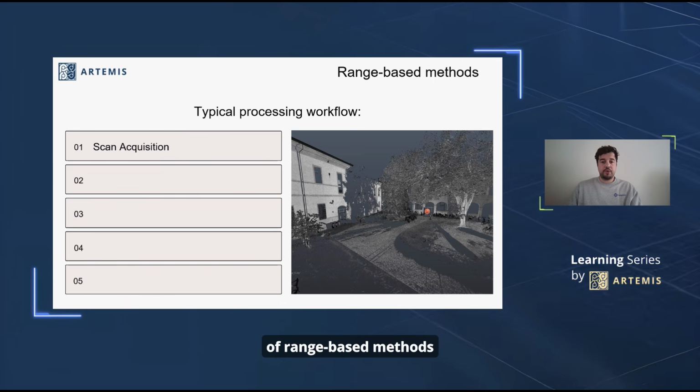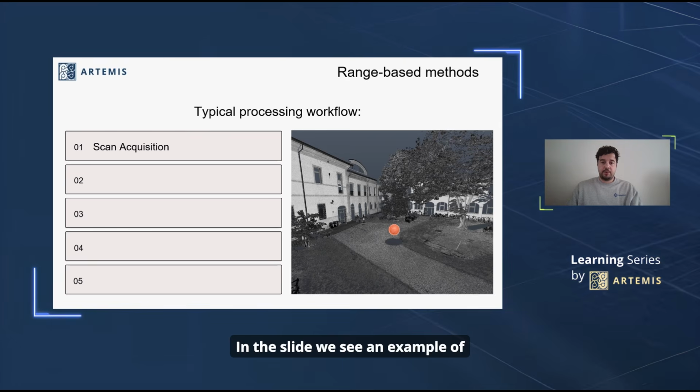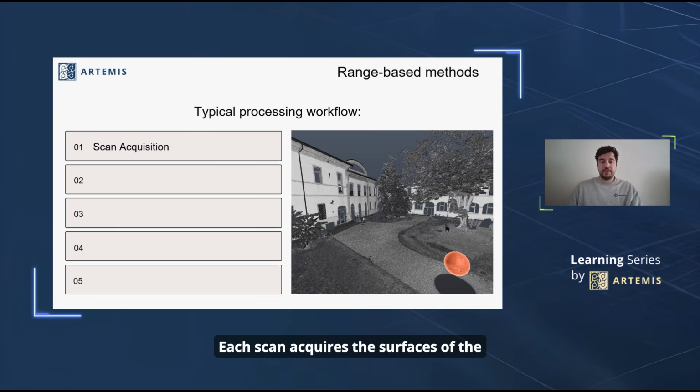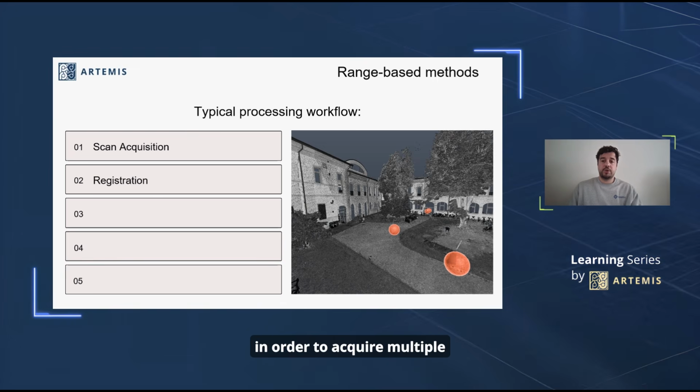The typical workflow of range-based methods starts from scan acquisition. In the slide, we can see an example of terrestrial laser scanning acquisition mounted on a tripod. Each scan acquires the surface of the heritage asset visible from the position of the instrument. Several scans are therefore carried out from strategic positions in order to acquire multiple portions of the asset surface. To obtain a complete model, these scans must be aligned through the registration phase.